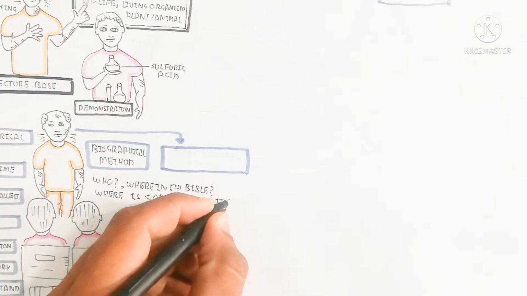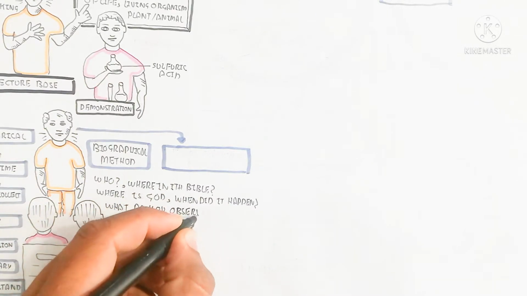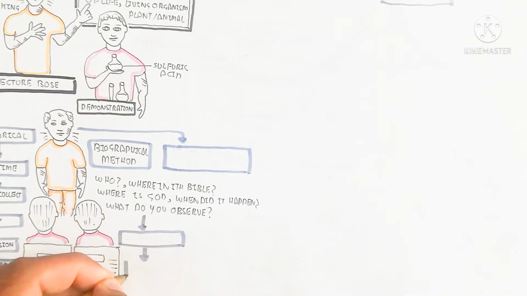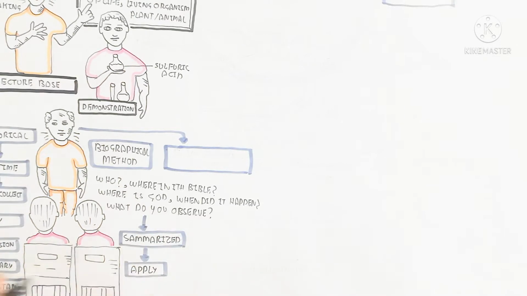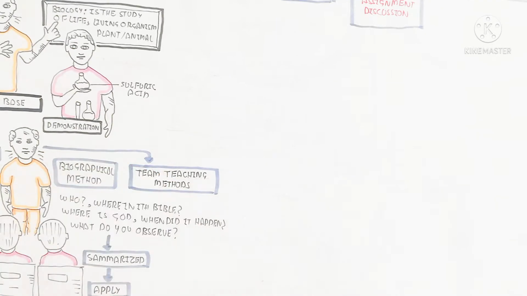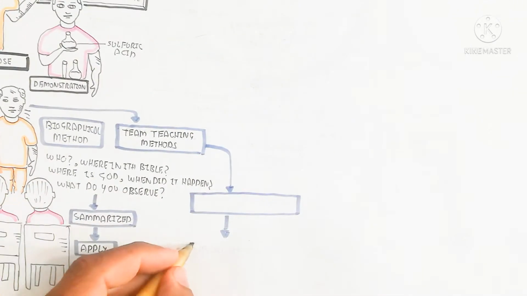For example, in understanding who, where in the Bible, where is God, where did it happen, and what do you observe about this, it can be summarized. After summarizing, it is applied to make a result. For example, a historical problem such as the invention of something.